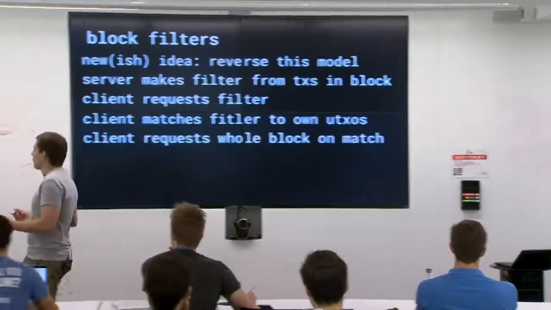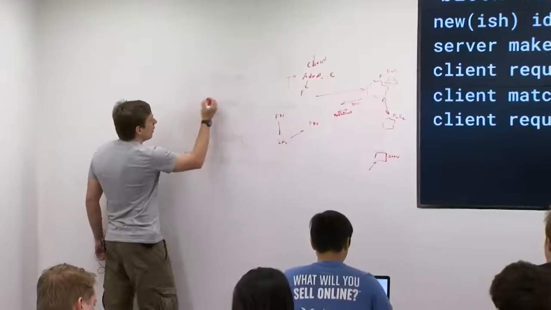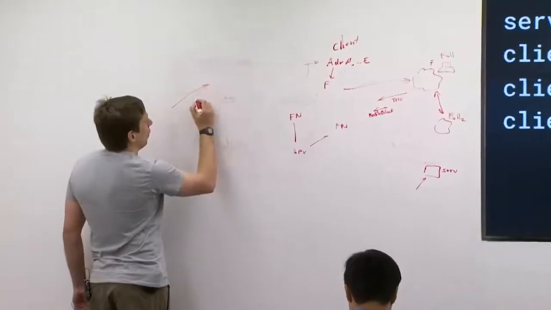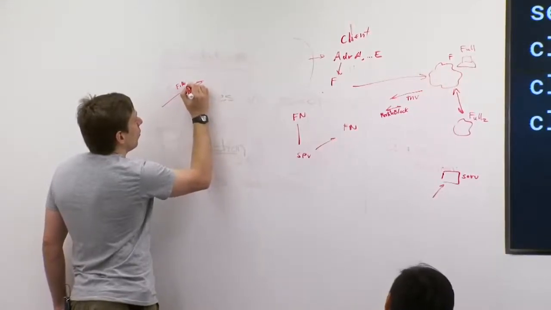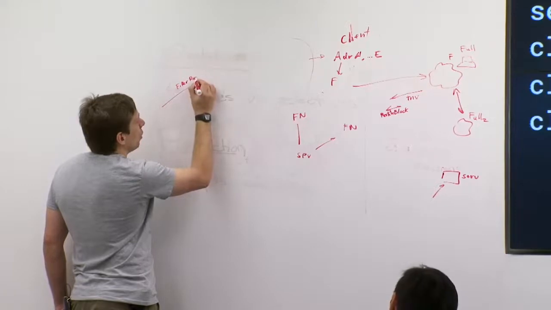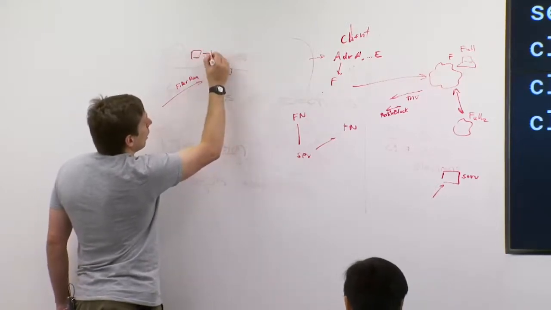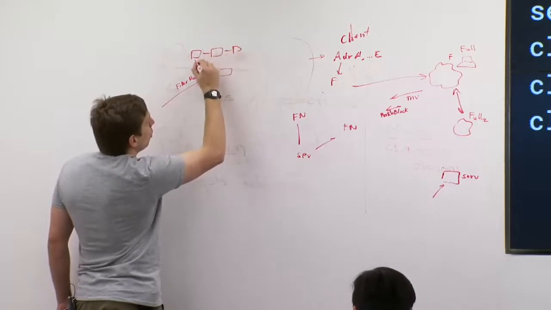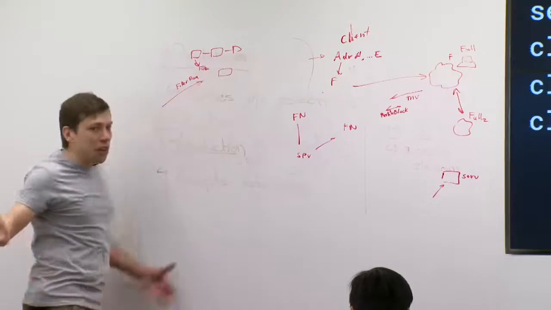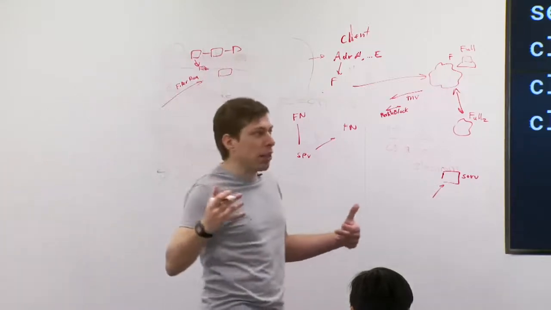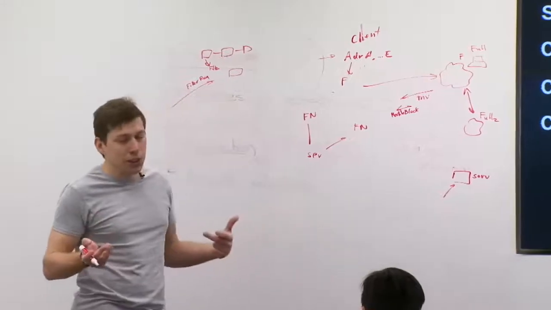Do you get the idea? You're a client, and all you do is request filters. So you say, filter please. You have some kind of filter request. And then the full node just says, okay, for every block in the blockchain, I'm going to create a filter. I take all the objects in the block, which are basically all the addresses used in every transaction, all the UTXOs spent in every transaction.